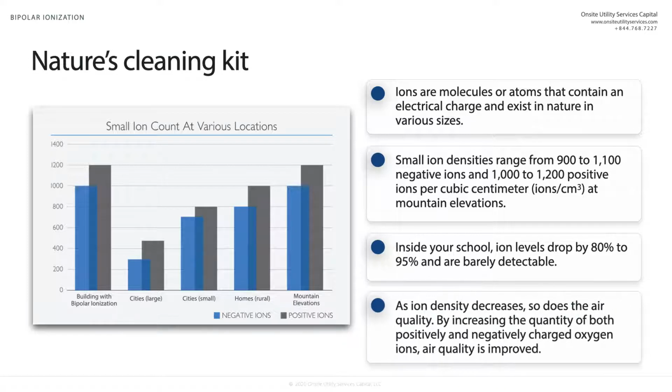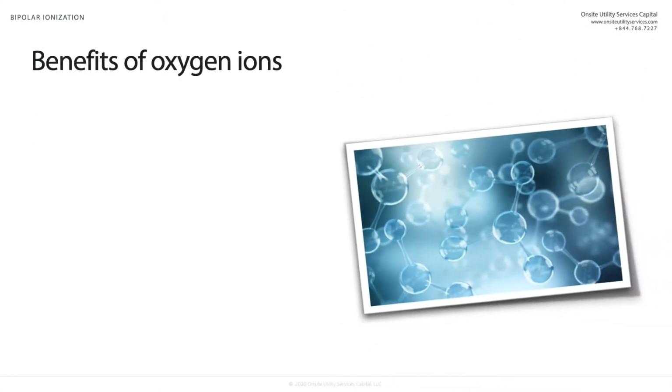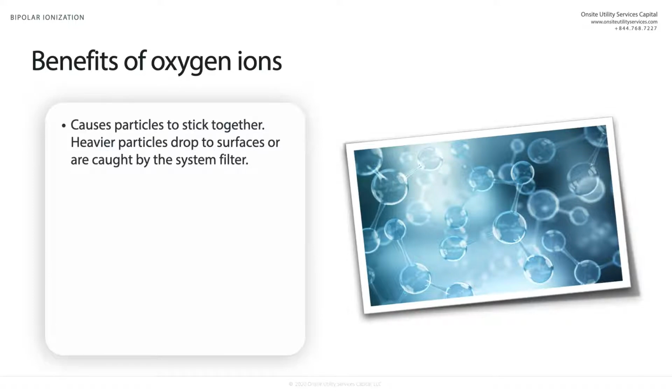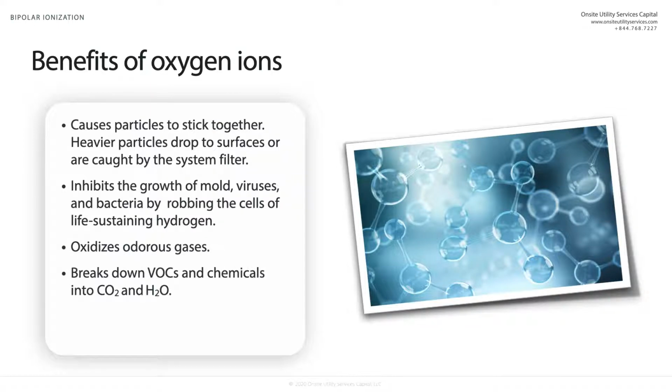And that drop in ion density reduces the air quality. By increasing the quantity of both positively and negatively charged oxygen ions, air quality is improved. There are plenty of great benefits to having oxygen ions in the air. They cause air particles to stick together, and heavier particles drop to surfaces or are caught by your school's HVAC system filter. Oxygen ions also inhibit the growth of mold, viruses, and bacteria by robbing the cells of life-sustaining hydrogen.